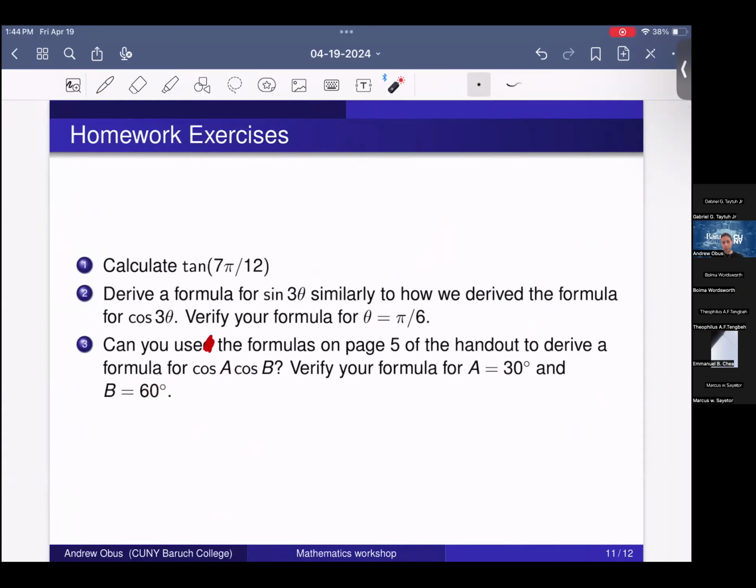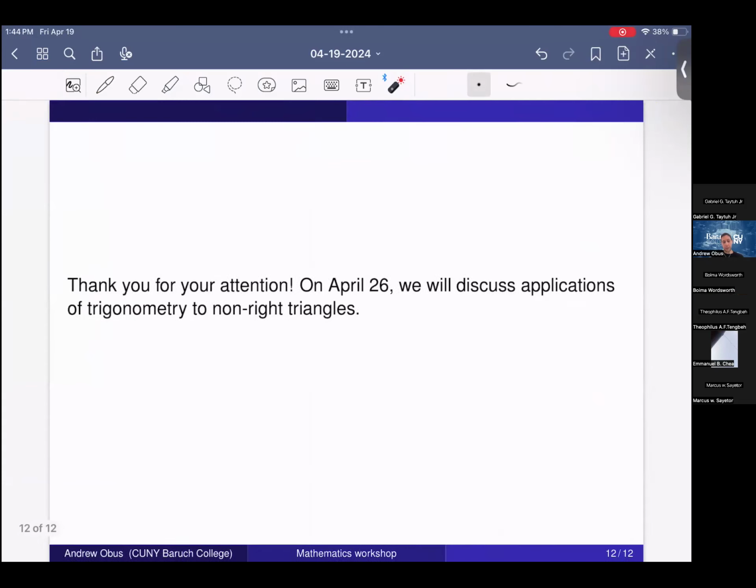I'll send out the notes later today, like I always do. So we will meet next week, no more long breaks. And we're done with the formulas now. We'll review all the formulas next time. And then we're going to discuss applications of trigonometry to non-right triangles. So we're going to talk about the law of sines and the law of cosines and how you use trigonometry with triangles that are not right-angled triangles.